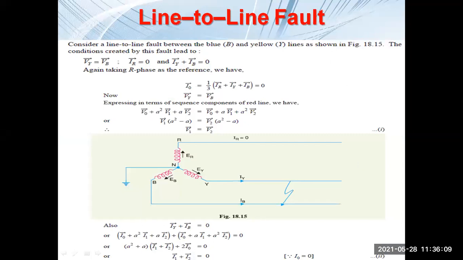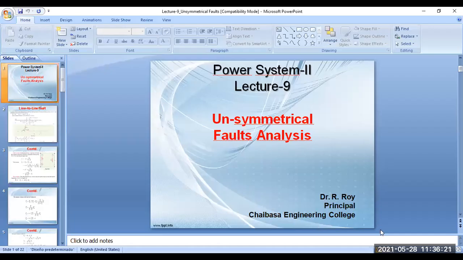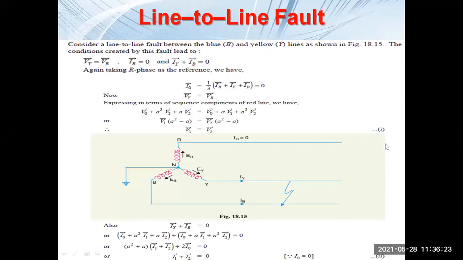Okay, so we'll start with line-to-line fault. In the last class we discussed single line to ground fault, and we'll now take up line-to-line fault. Line-to-line fault means a fault has occurred between two lines, and due to that fault there will be a fault current, and we need to calculate the voltages across different phases and the currents.